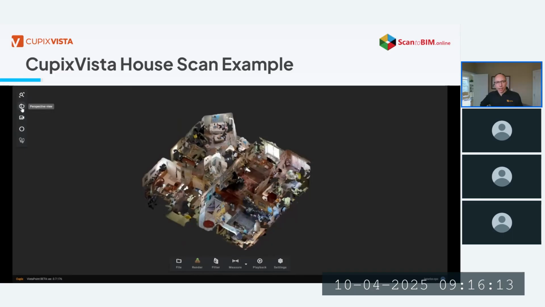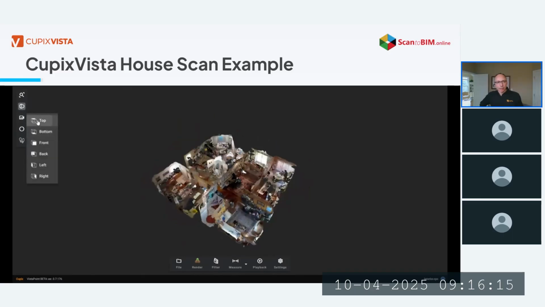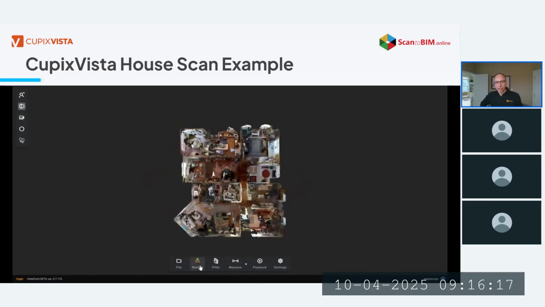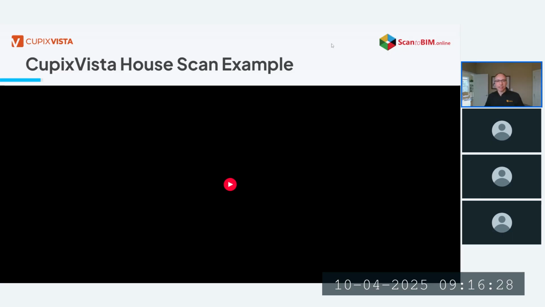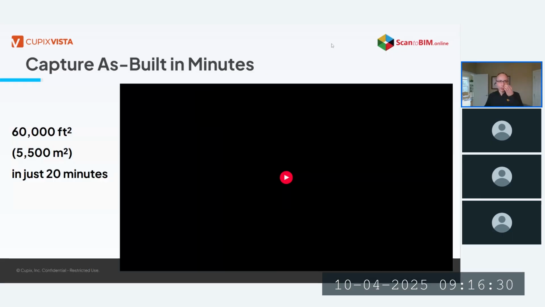Here I'm showing another top view to do a simple measurement, and then you can also export. And exporting here, you see you have E57, PLY, and XYZ. So this is how you export the point cloud. Just very easy, and that's the interface currently available in version 1.